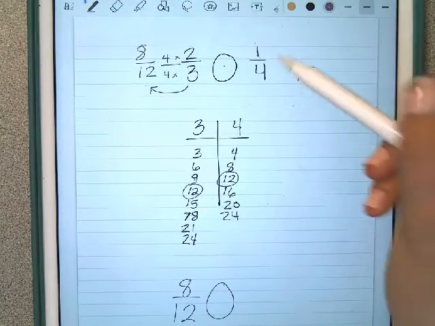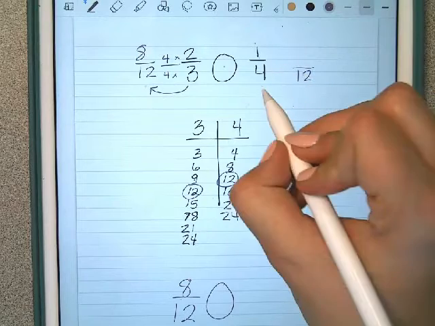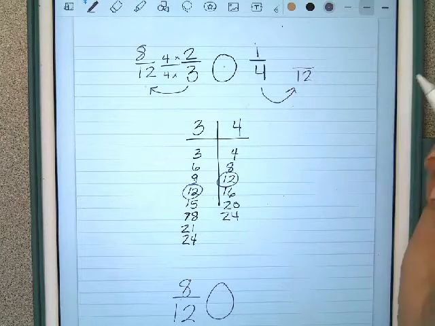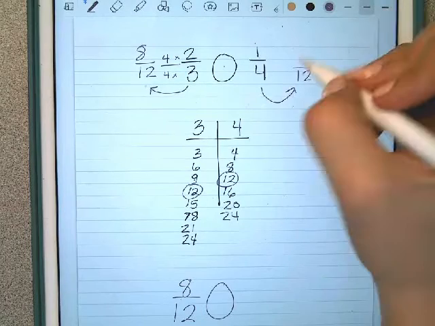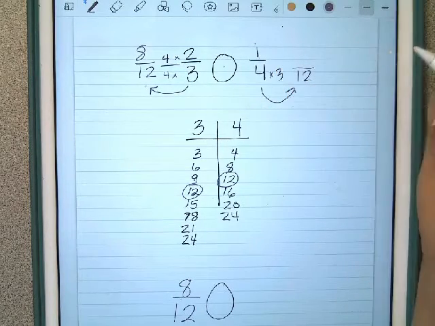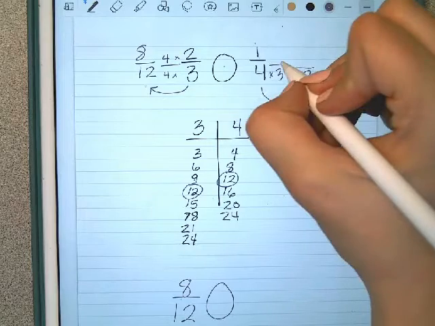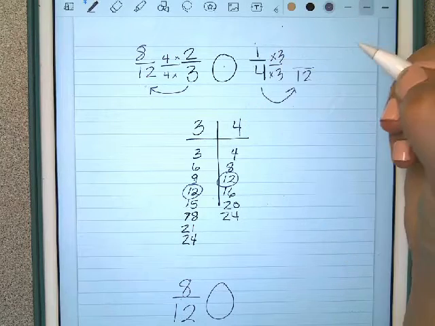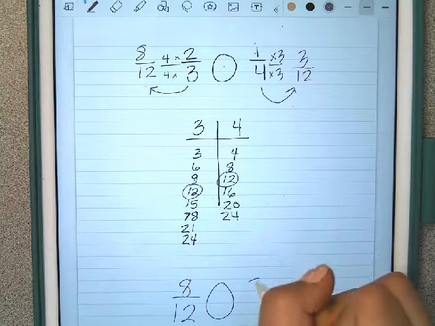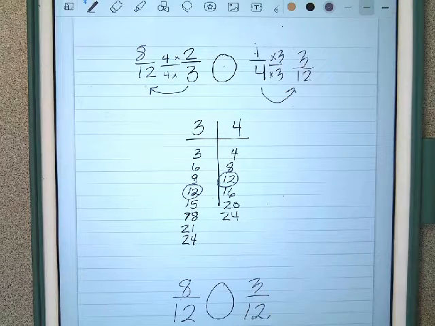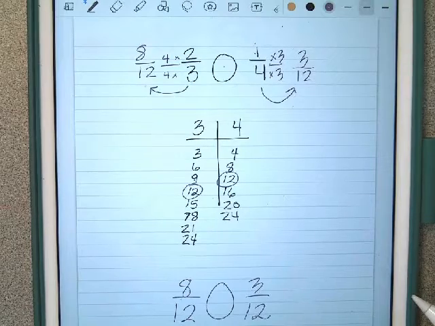I'm going to do the same thing with my 4ths. So I need to find 4 times what is 12. Let's use our chart. 1, 2, 3. I'm going to multiply by 3 on the top. 1 times 3 is 3. And put it here. So I'm going to use 3/12 instead of 1/4.